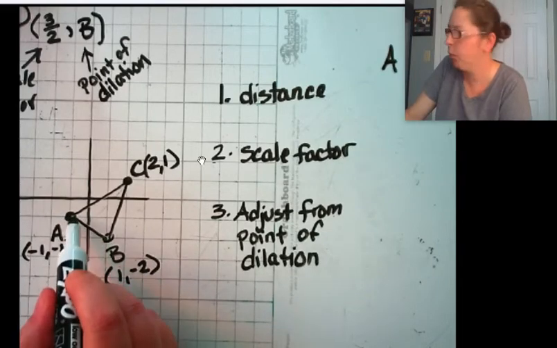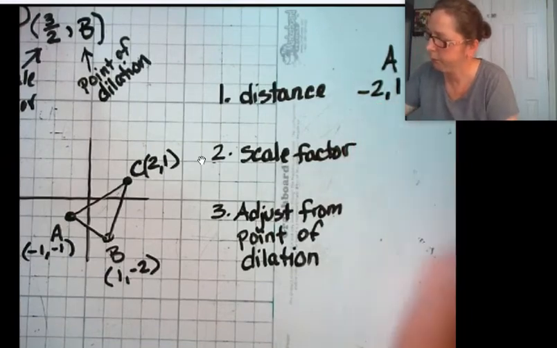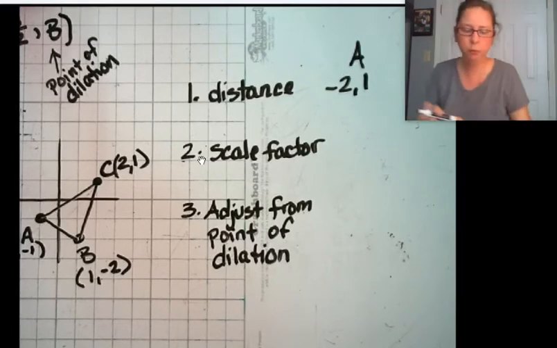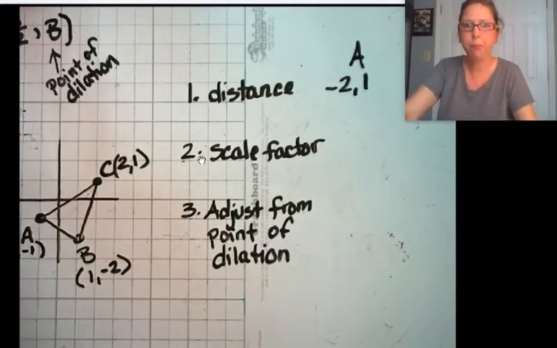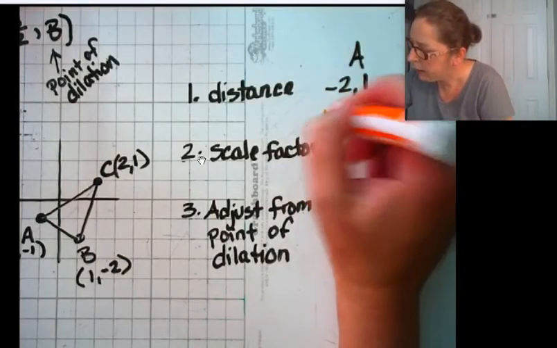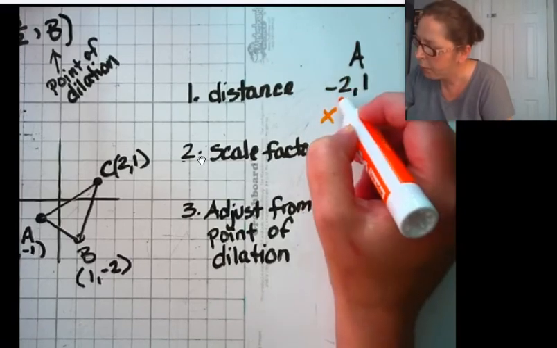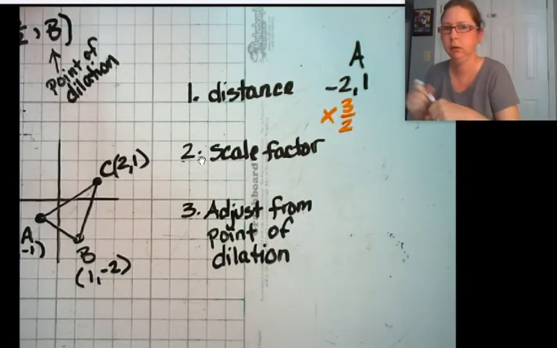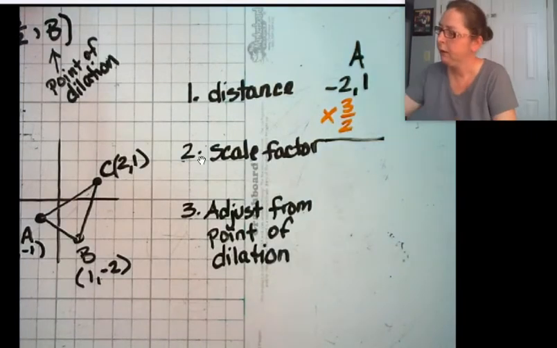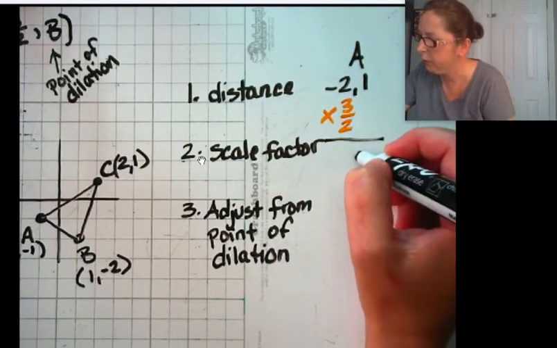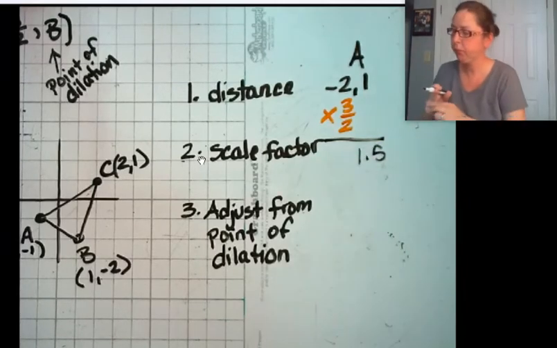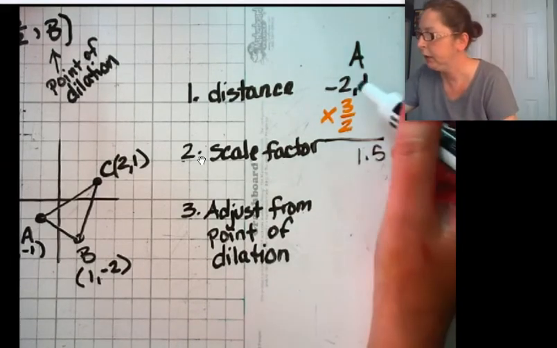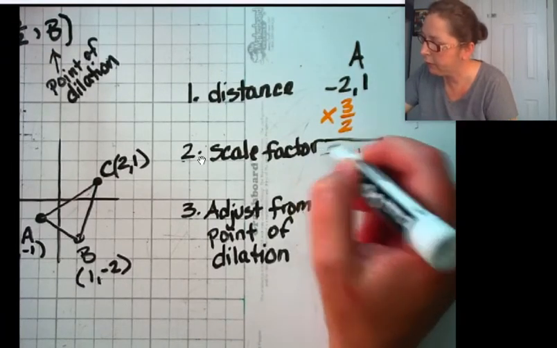I'm going to do this for point A and point C. And I'm going to show you another way that you could do a chart if you'd like. So the distance from B to A is I have to go left 2, up 1. So negative 2, 1. Now I'm going to apply the scale factor. So take that distance and times both numbers by 3 over 2.